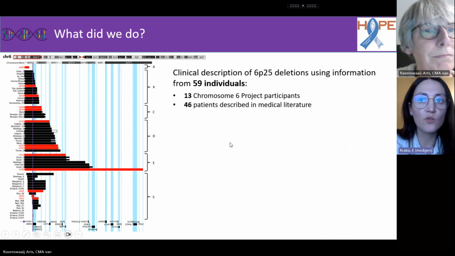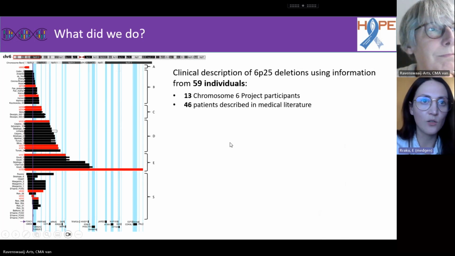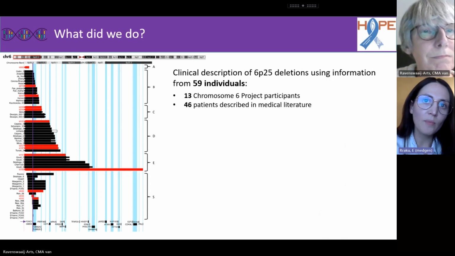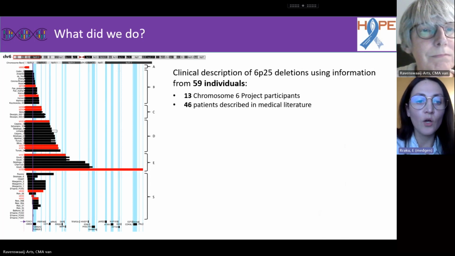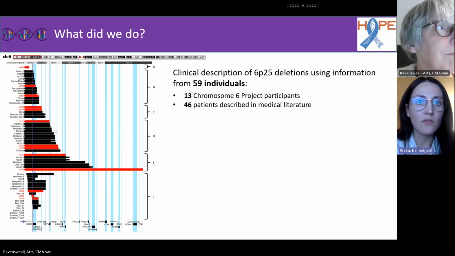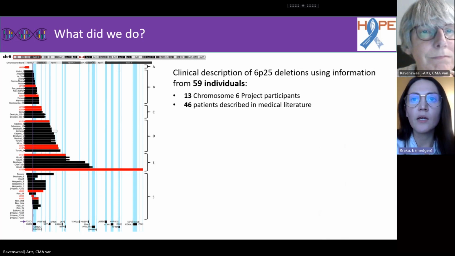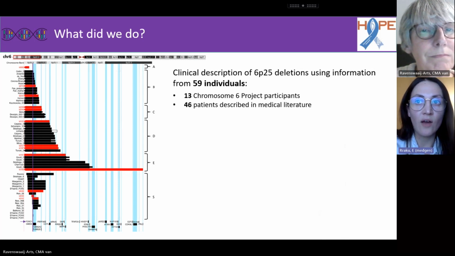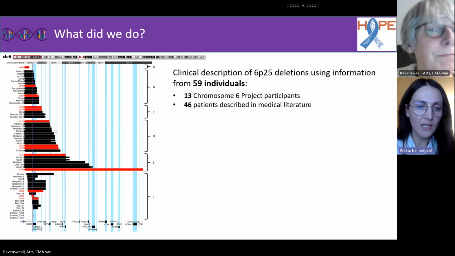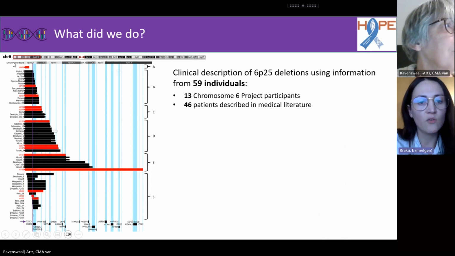Now this figure shows the deletions of all individuals included in our study, and it looks a bit complicated, but I will walk you through it. On the top, you can see chromosome 6, and the part that is in the red box is what is zoomed in on in the rest of the figure. You can also see the 6p25 bands at the beginning, and after the 6p25, you can see the rest of the bands in the P arm.